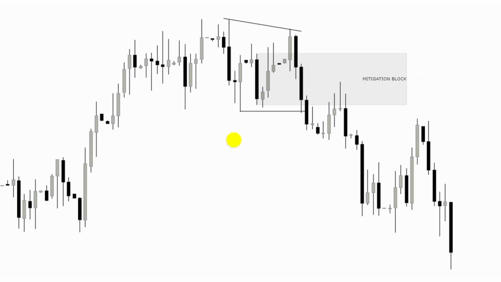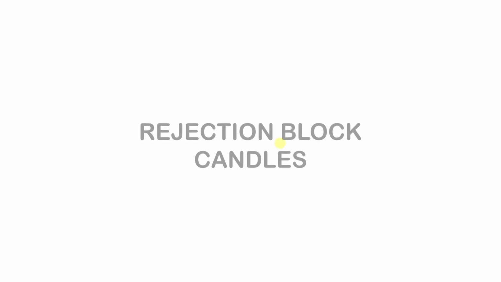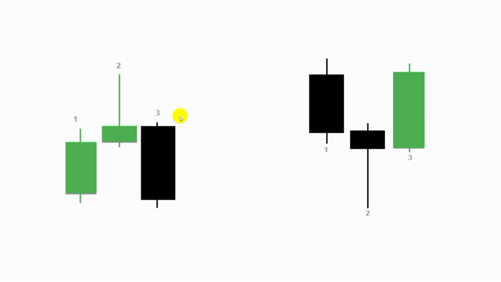So now we're going to look at the rejection blocks. Let's actually look at the rejection blocks. The rejection blocks are actually a form of an order block, but they're identified from a different perspective compared to the order blocks. The rejection blocks are more of long wick candlesticks.